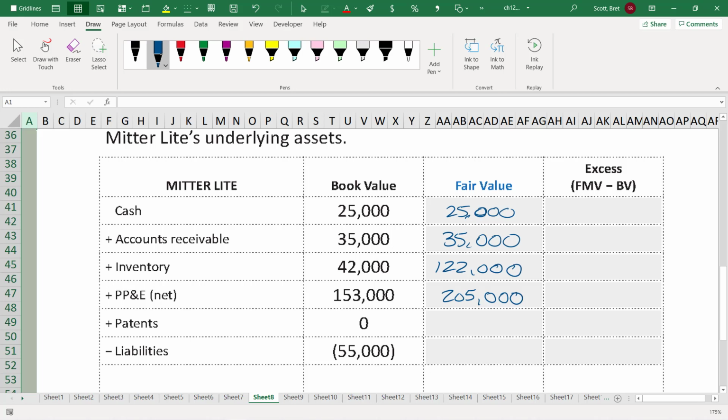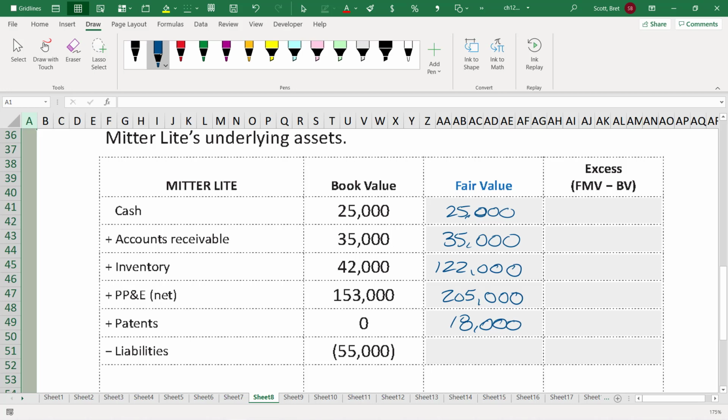Patents, there's no patents on the books, but if we find out, which the story of this problem didn't share, but I would share this in the case of a homework problem or exam problem, if there's a patent that is not valued on the books or it's valued at zero, does the patent still have some value from a fair market perspective? Maybe we amortized the patent over 10 years, but maybe there's still $18,000 of fair value in the patent. Fine, we'll record that as part of the fair value.